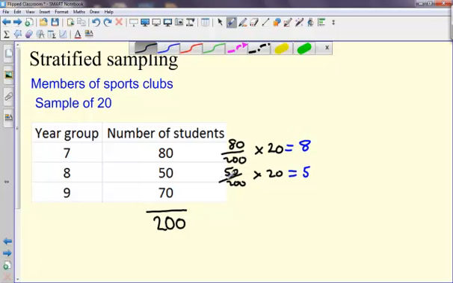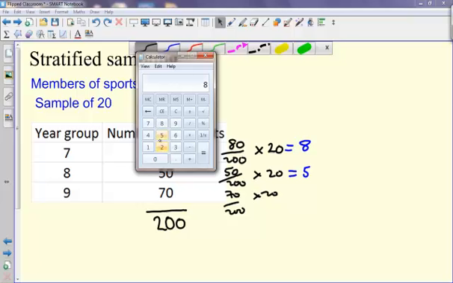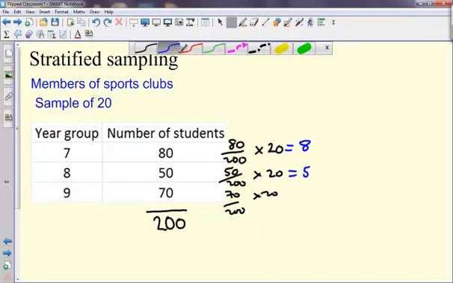And for the last group, 70 out of 200, and then times by 20 as well, because my sample size is 20. So 70 out of 200 times by 20 is 7. So I need to pick 7 people from year 9. Once I know how many from each year group I need, you still need to go and randomly pick 8 out of those 80. So you could do opportunistic out of the year 7s, or maybe systematic out of the year 7s, or perhaps you just want to use a random number generator to pick 8 year 7s, 5 year 8s, and 7 year 9s.